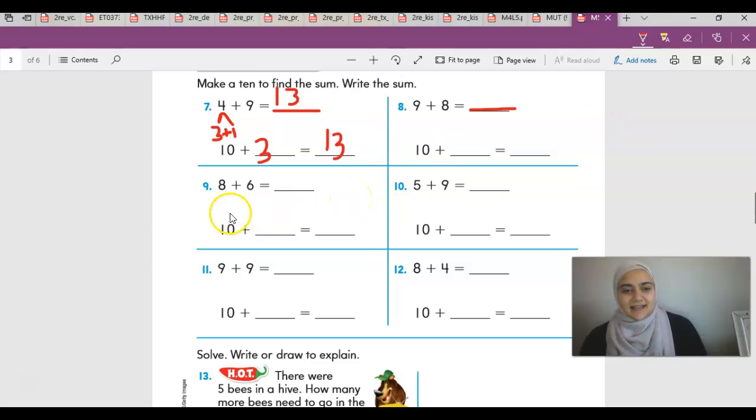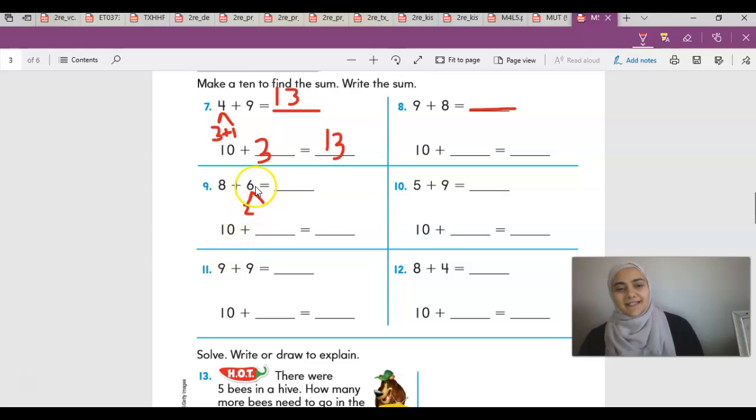Let's look at this one. 8 plus 6. So what if I do it like this? 6 plus what is 10? Or you can break it apart this way. It doesn't matter. So let's go ahead and just do it on the 8, just because I told you guys that the bigger number is the one without the triangle. So 8 plus what is 10? 8 plus 2 is 10, right? Do you agree? 8 plus 2 is 10?